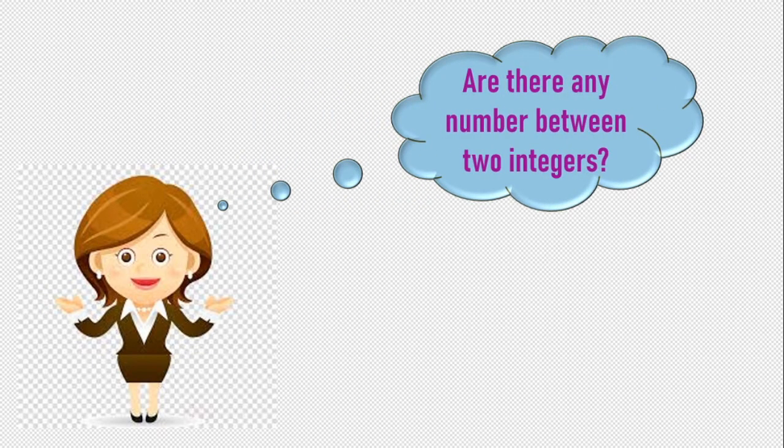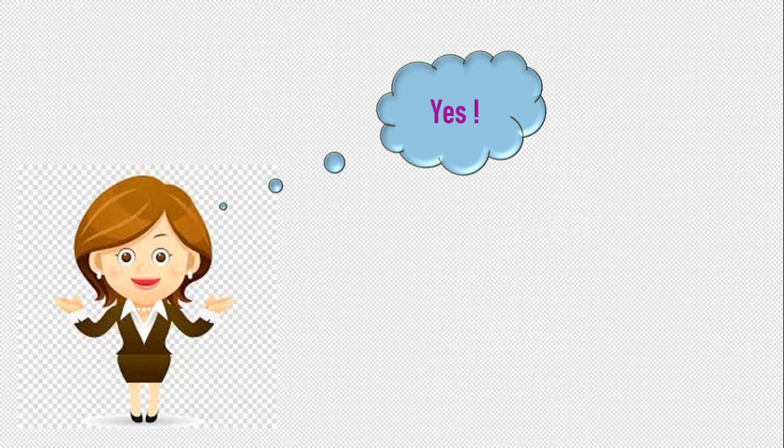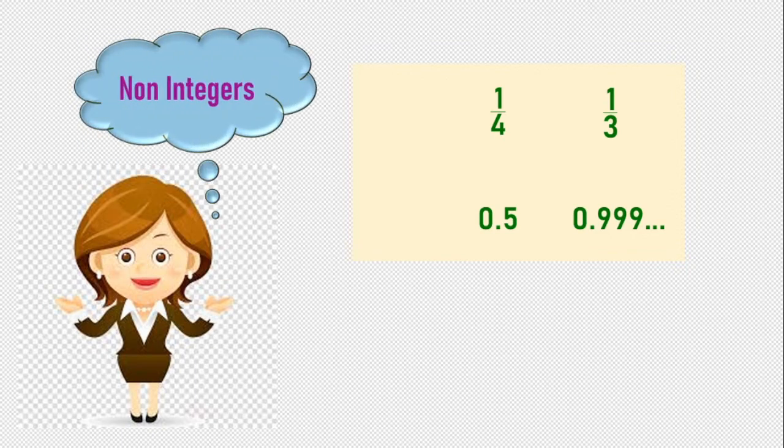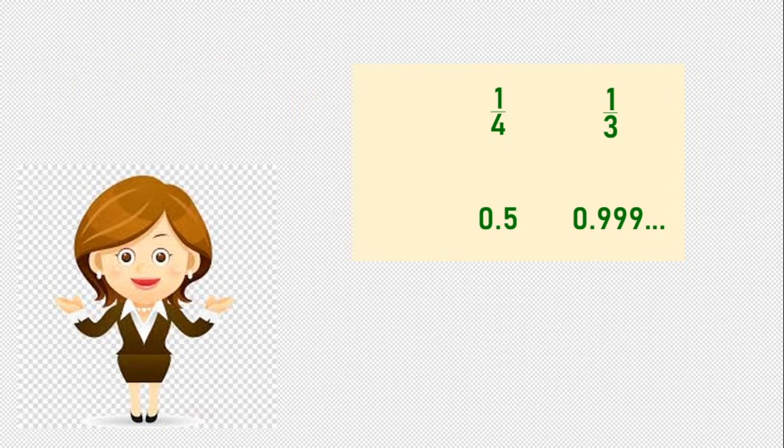Now I have a question. Are there any numbers between two integers? Let's say between 0 and 1. The answer is yes. For example, we have 1/4, 1/3, 0.5, or 0.999. And we use this type of number all the time. So, between any two integers, we have these non-integer numbers, which are known as fractions and decimals. So now, let's go back to our slide.